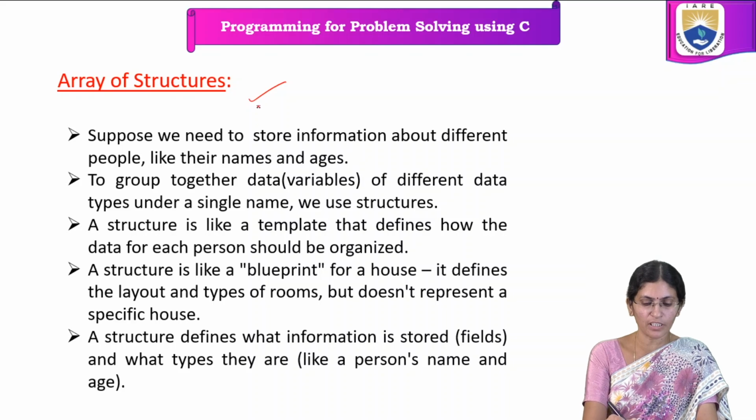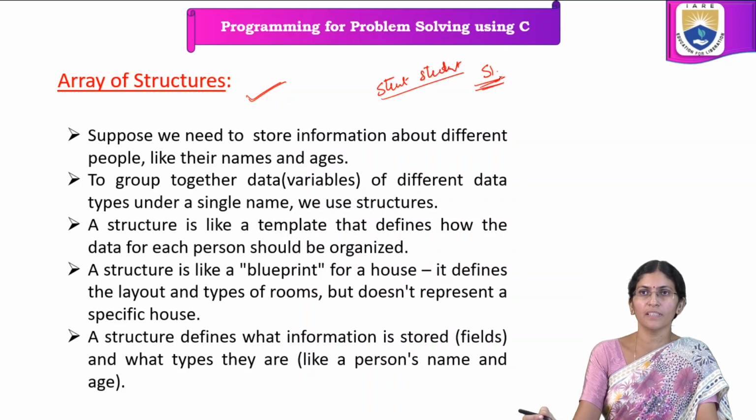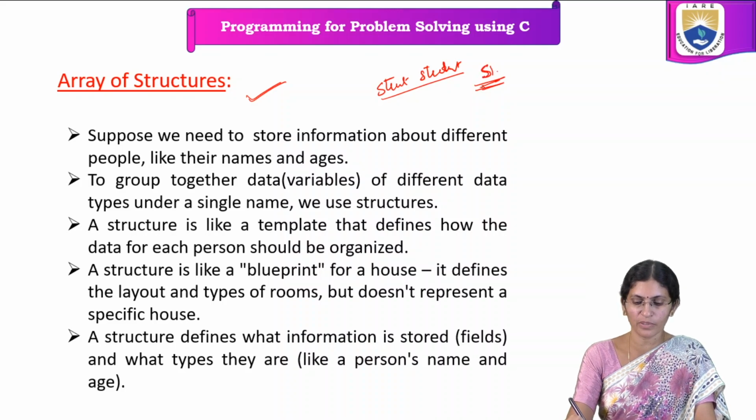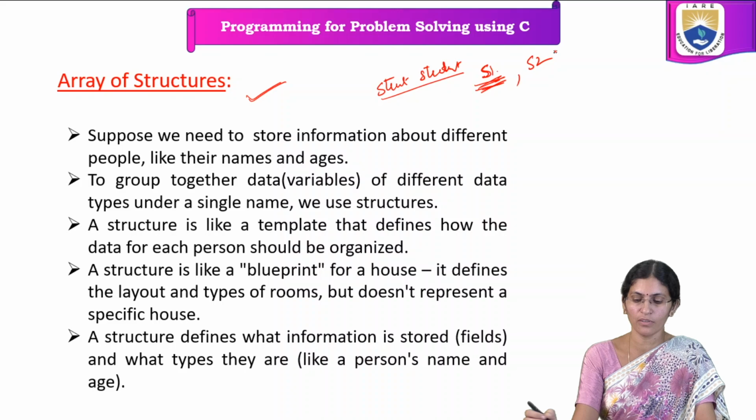So why do we need an array of structures? Till now we have seen that we have declared a structure, and we have declared a variable S1 belonging to the type struct student, where we have stored information about only one student. Similarly, in order to store the information about another student, we need to declare another variable S2.